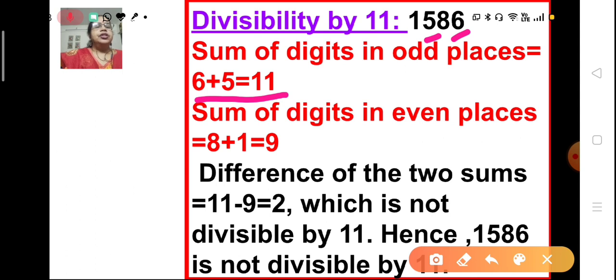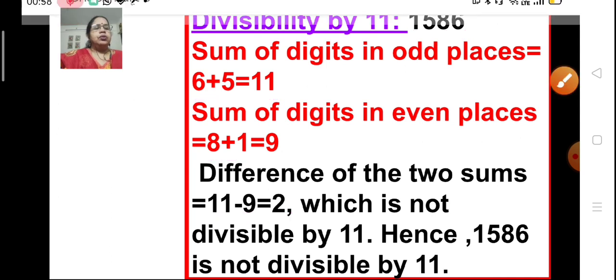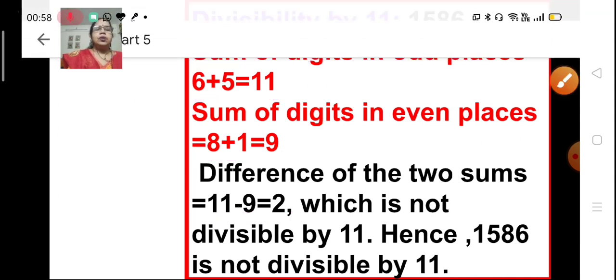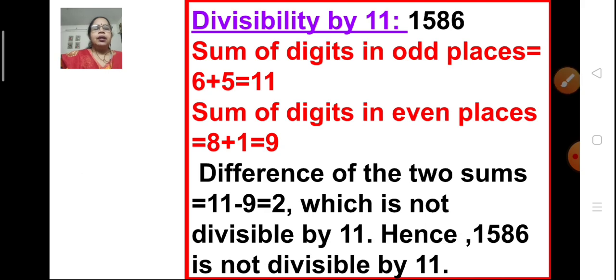And what are the digits in even places? They are 8 and 1. So 8 plus 1 is 9. Alright, and their difference is 11 minus 9, 2, and it is not divisible by 11. So this number 1586 is also not divisible by 11.